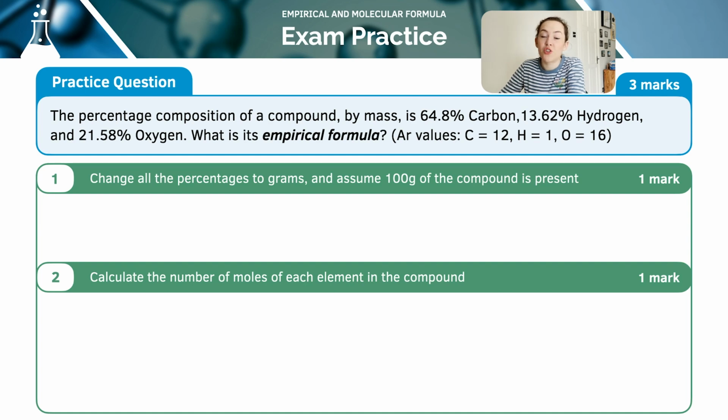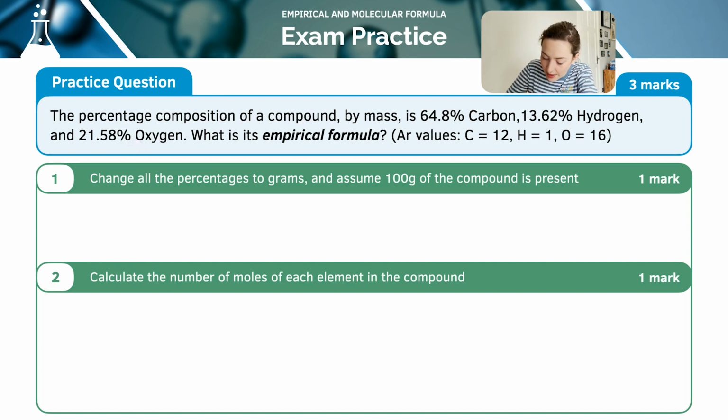When you get given composition by percentage, it is good to imagine you've got 100 grams, because percent is per 100. So if you've got 100 grams of this particular compound, it's unknown in terms of its formula, but you do know what the composition is. You know you've got carbon, hydrogen, and oxygen. So what these percentages are telling us is that if I had 100 grams, 64.8 grams would be carbon, 13.62 grams would be hydrogen, and 21.58 would be oxygen.